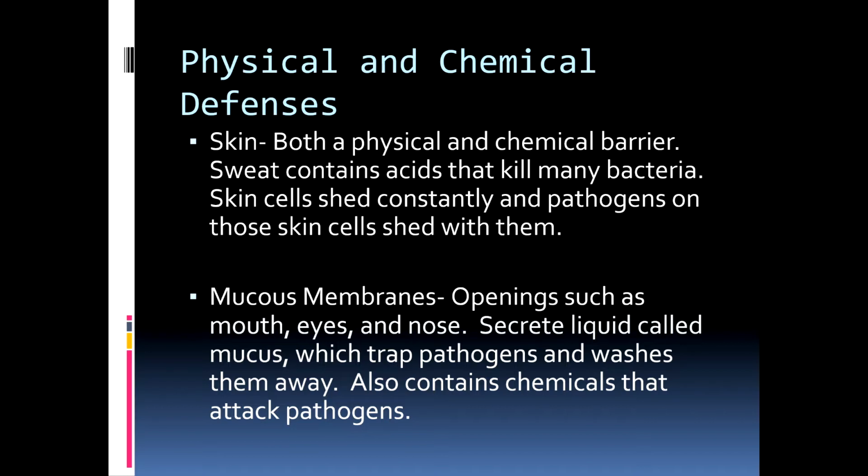Also, there are chemicals that the skin will produce and secrete, particularly through sweat. And these are acids that kill bacteria and other pathogens on the skin. So the next thing we're going to talk about are mucous membranes and their openings, such as the mouth, the eyes, and the nose. They secrete a liquid called mucus, which traps a pathogen and it washes that pathogen away. So it physically moves the pathogen. And again, just like skin, the mucus does contain chemicals that will attack pathogens, kill, and destroy them.